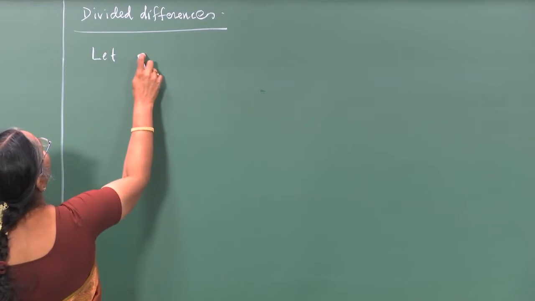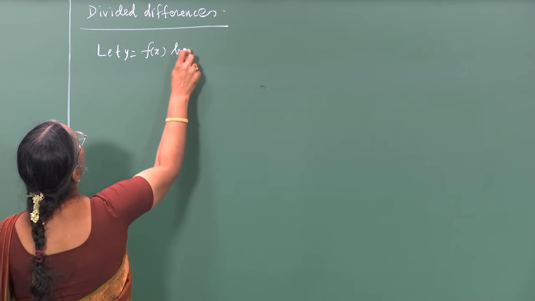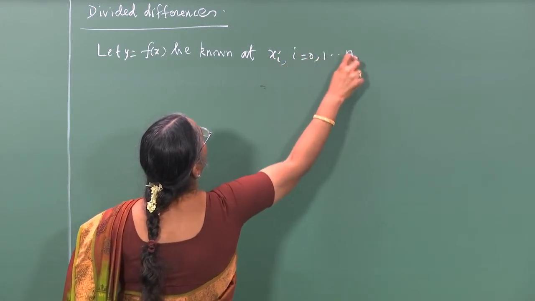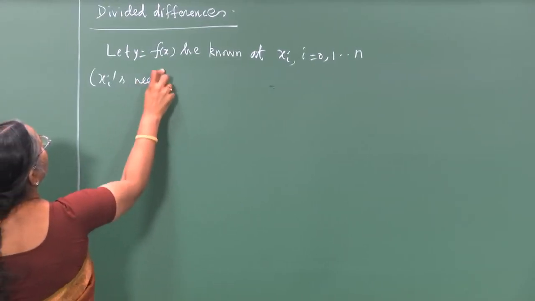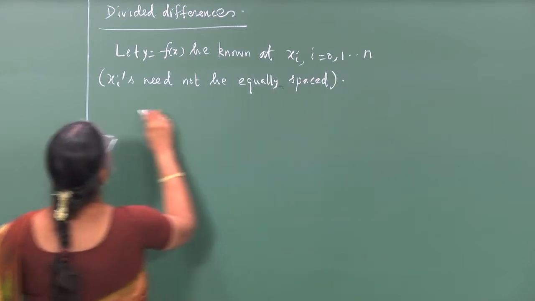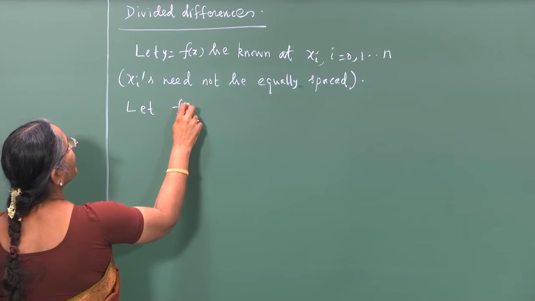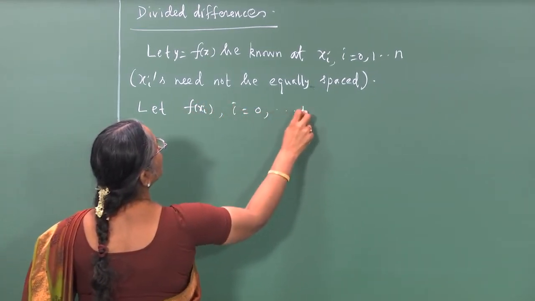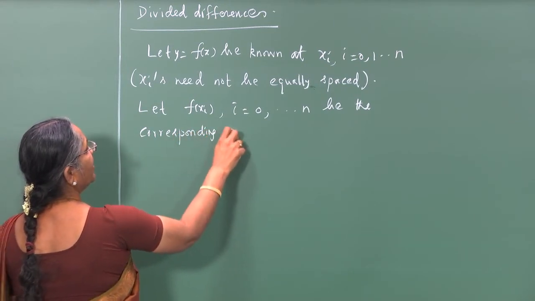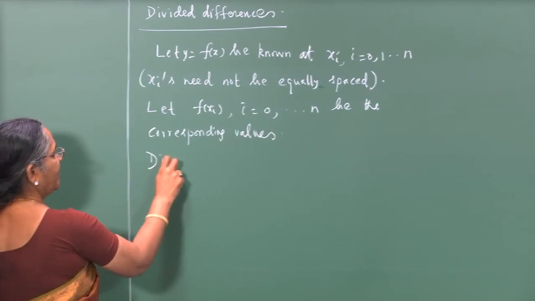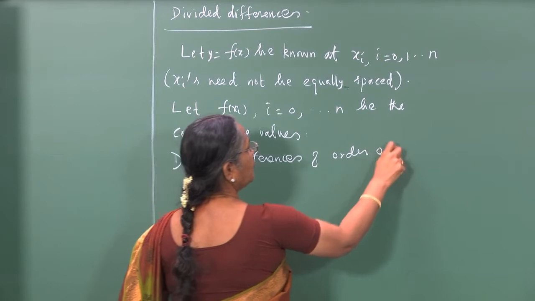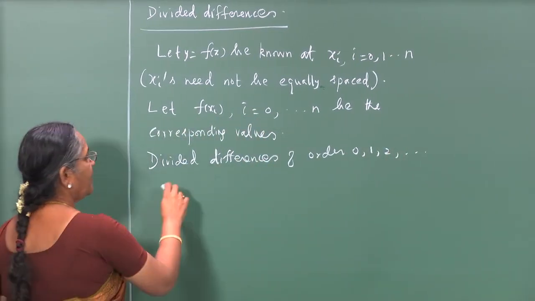So, let f of x be known at, say, points xi for i equal to 0, 1, 2, 3 up to n. The xi's need not be equally spaced. And let f of xi for i equal to 0, 1, 2, 3 up to n be the corresponding values. So, we define divided differences of orders 0, 1, 2, 3 etc. as follows.